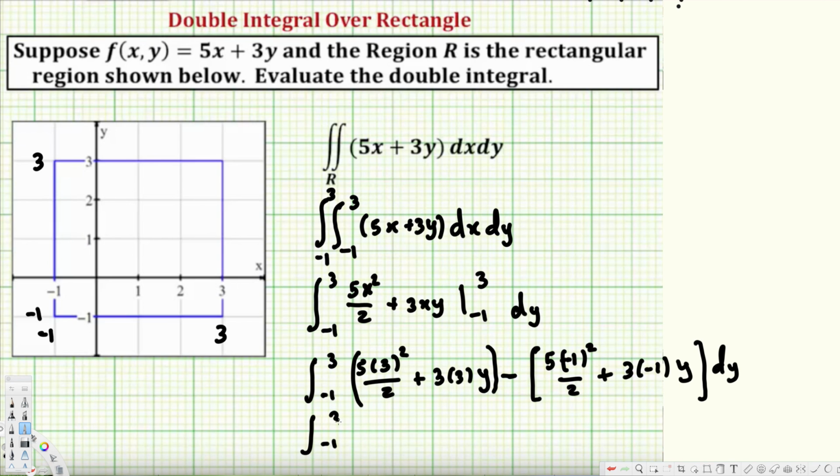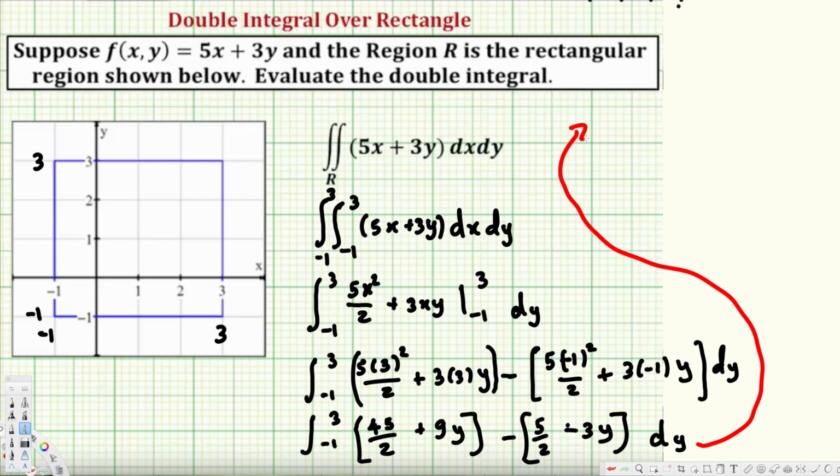This is going to become 5 times 3 squared. 3 squared is 9, 9 times 5 is 45. So this is going to be 45 divided by 2. Here we are going to have 3 times 3, 9, 9y. And here we are going to have 5 times -1 squared. -1 squared is going to be +1, so this is going to be just 5. So 5 divided by 2. And 3 times -1, that's going to be -3y. Now this is what we have.